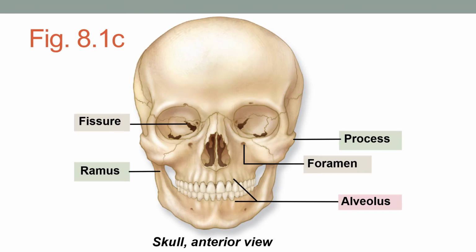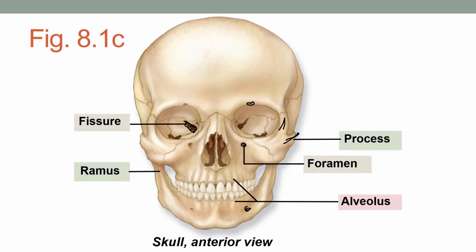The skull is covered with foramina. There's one, there's one, there's one. It also has fissures at the back of the eye, orbital fissures that allow nerves and muscles to communicate there. And the skull is also covered with processes. Here's the zygomatic process that forms your cheekbone. There's an orbital process here.